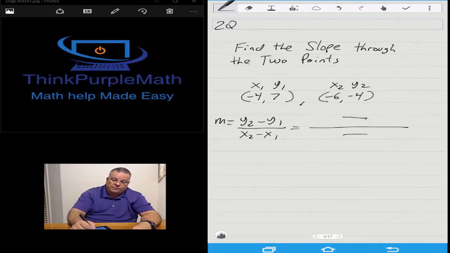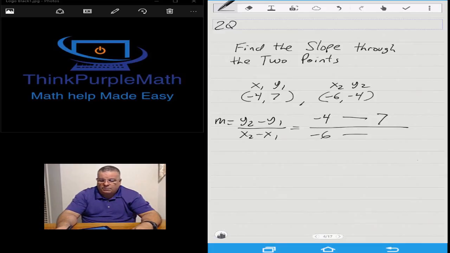y sub 2, negative 4. y sub 1 happens to be 7. So we'll write it down as 7. So it's negative 4 minus 7 in our numerator. x sub 2, negative 6. Now here's where it comes into play that x sub 1 happens to be negative 4. We're going to change that to positive.